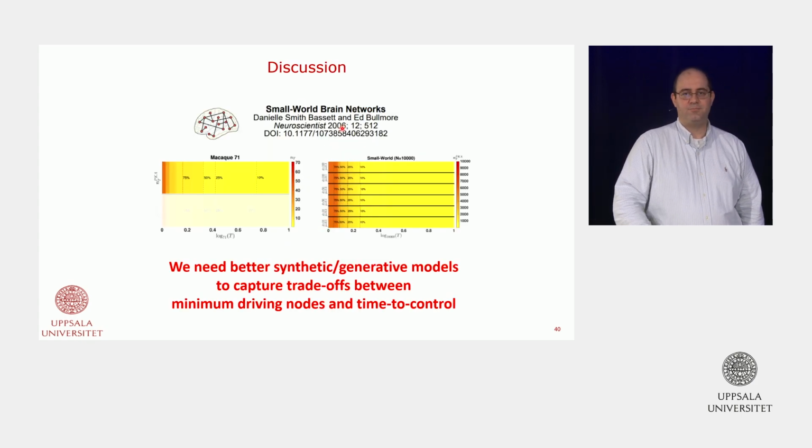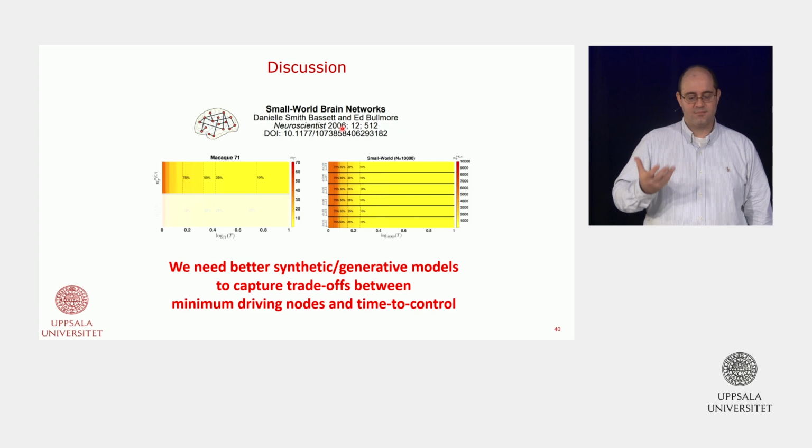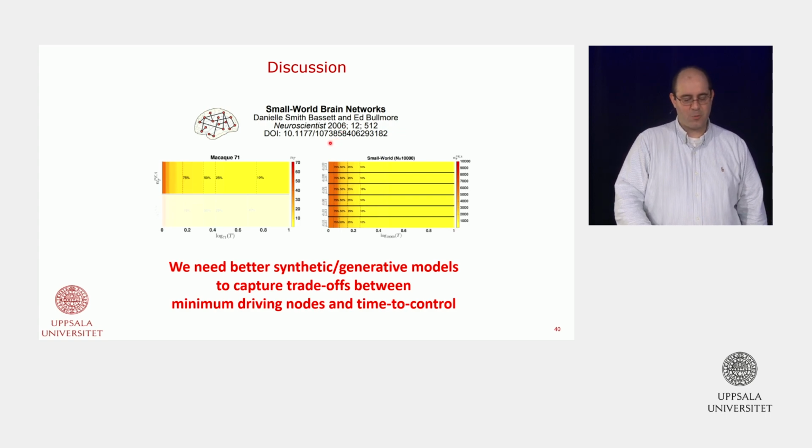Brain networks have accumulated and converging evidence that, structure-wise, they do satisfy and exhibit small world topologies. And this is not news, but if we compare these trade-offs between the driving nodes and the time to control for one particular network, for instance the macaque neural network, against the small world network, we can see that the percentage of nodes that are required to control does not really match with the small world ones.